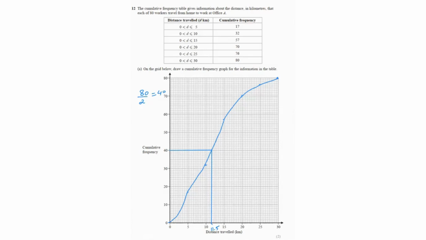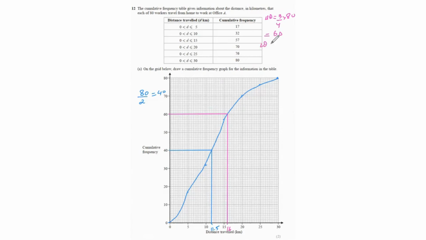Then we have to find the interquartile range. For the interquartile range, we need the upper quartile and lower quartile. So for the upper quartile, we need 3/4 of 80. So 3/4 of 80 is going to be 60. So we draw a line from 60 towards the graph and see what the D value is for that, which is coming out to be 16.